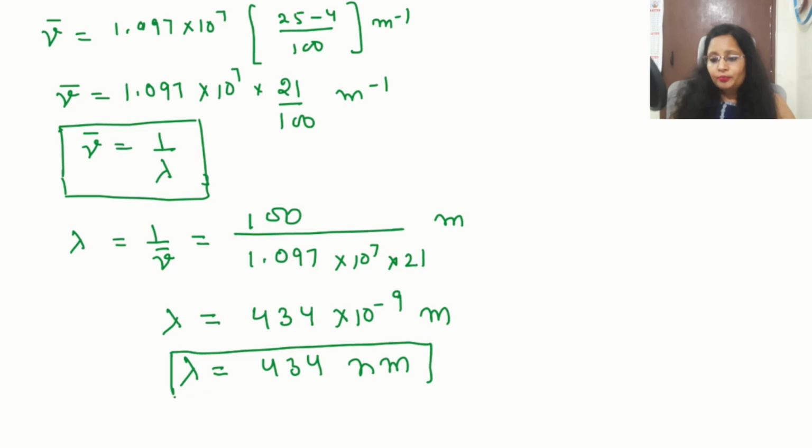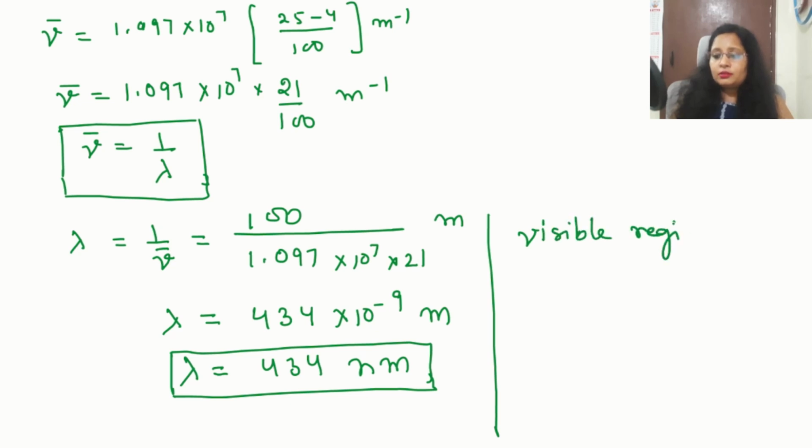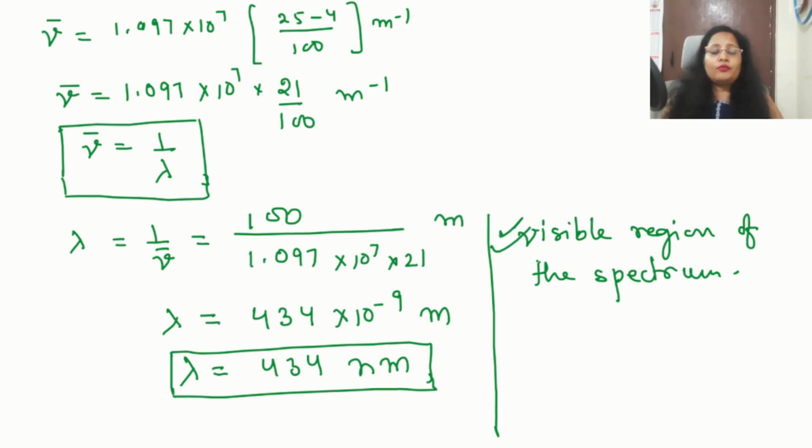So we get our answer over here. Now one more thing is left over, which is which part of the spectrum it falls in. The lambda value is 434 nanometer, so it falls in the visible region. So we can write the answer, visible region of the spectrum. You need to remember this thing, 434 nanometer is the visible region of the spectrum.